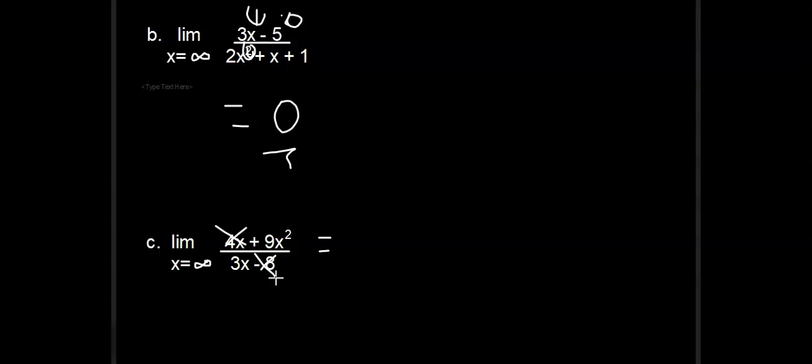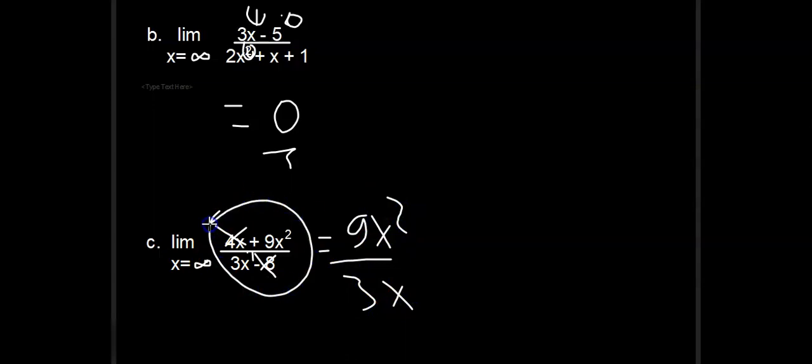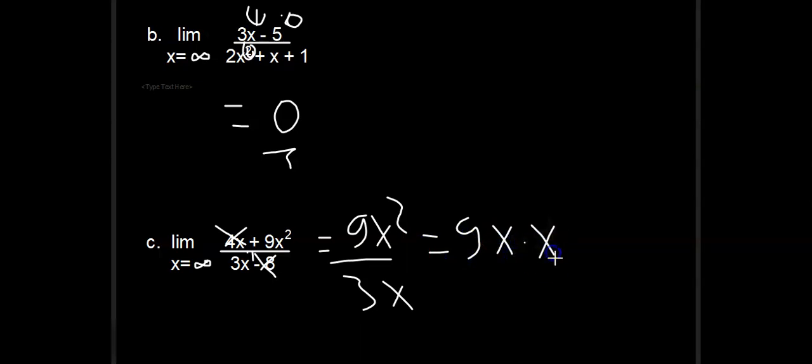So 0 is less than 1, since the power of this expression is 1. So I don't need this one too. This one is necessary. So I'm going to say 9x raised to 2, the whole over 3x. Now to figure out the answer, this is actually the same as 9x times x, the whole over 3x. So I can cancel these two x's, and then 9 divided by 3, you're going to get 3. So this will be 3x.